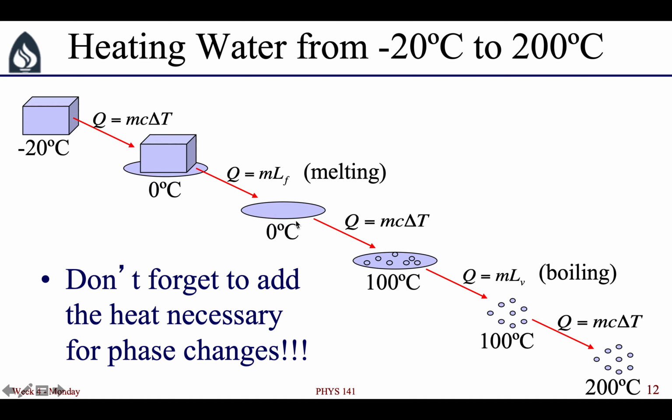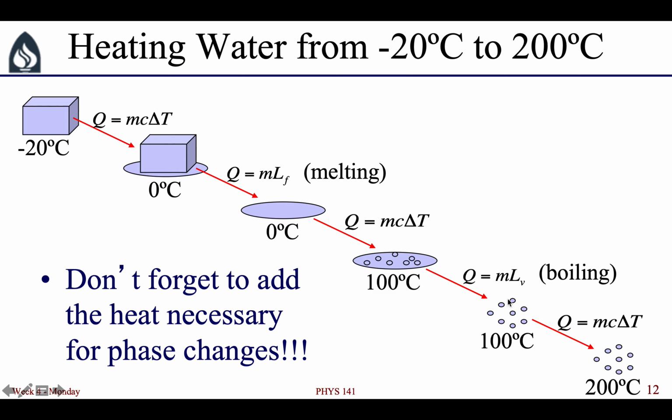Once all of the ice has melted and become water, the temperature of the water starts to increase. You would need to add an amount of heat equal to m, where m is the mass of the water, times the specific heat of water, times the change in temperature from 0 to 100. Once you reach 100 degrees Celsius, the water starts to boil. It starts to turn into water vapor, which is gaseous water. While you are boiling, the water and the water vapor remain at 100 degrees Celsius, and you have to add an amount of heat equal to the mass of the water times the latent heat of vaporization.